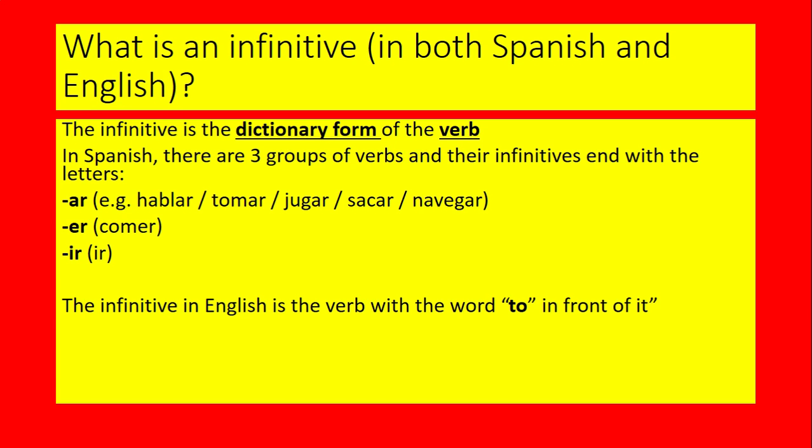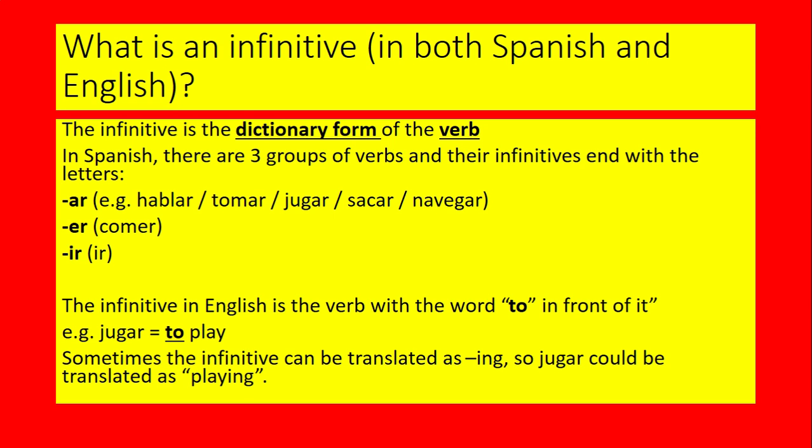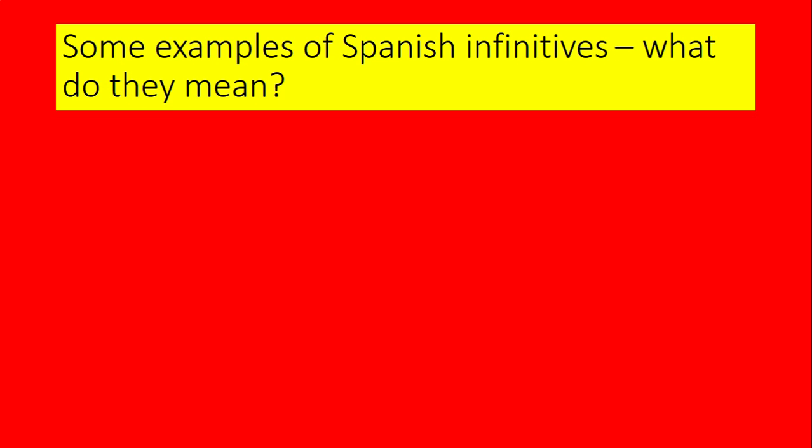So in English, the infinitive is the verb with the word to in front of it, like so: to play, to take, to speak, to eat, to run, to jump. Jugar, to play. Sometimes a good way to translate the infinitive is as the verb with the ing form of the verb. So jugar could be translated as not only to play but also playing. As far as we're concerned, let's just stick with the to play, to eat, to run, etc.